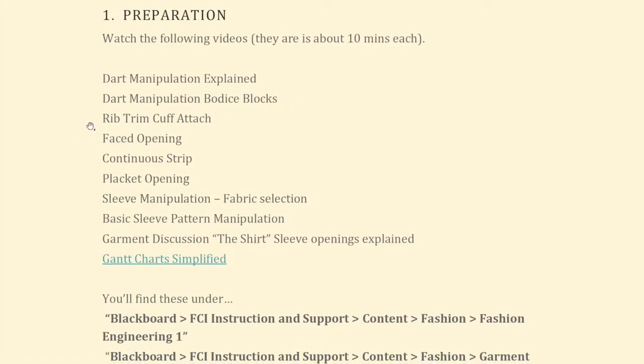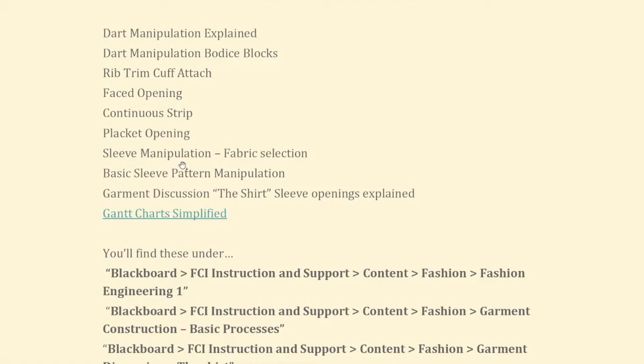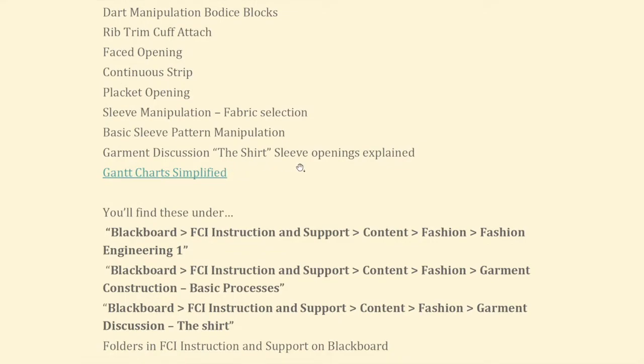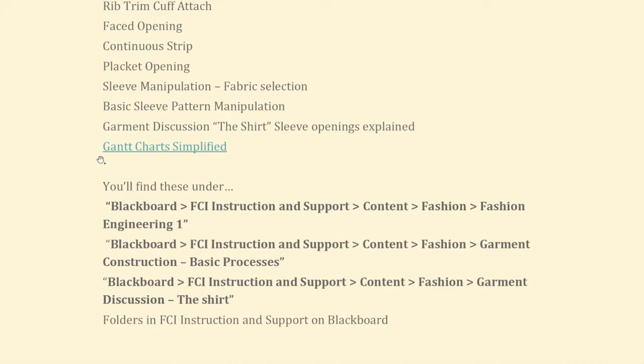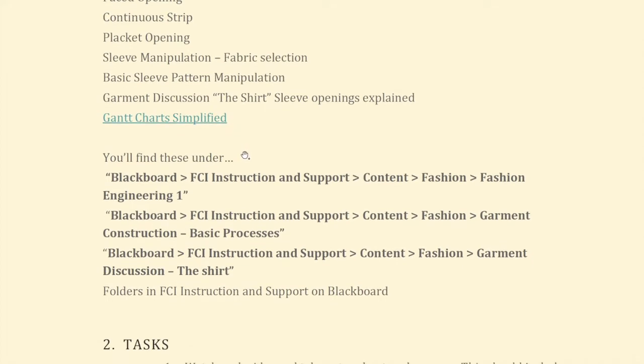Then we're looking at sleeve openings here. So we have rib, trim, cuff attach, faced openings, continuous strips, a placket opening, sleeve manipulation, looking at fabric selection, basic sleeve pattern manipulation, garment discussion, the shirt, where Sue explains the sleeves openings. And then lastly, this is a project management video about Gantt charts, which is a type of chart used to create a critical path.